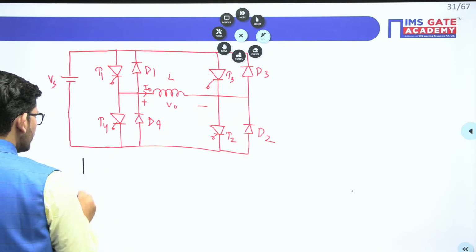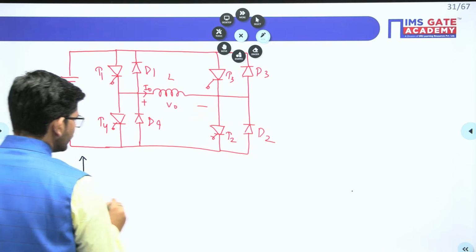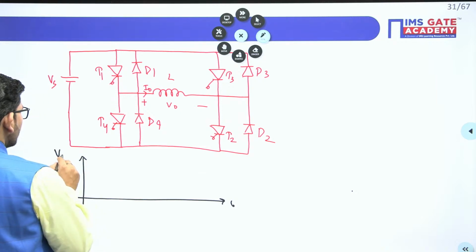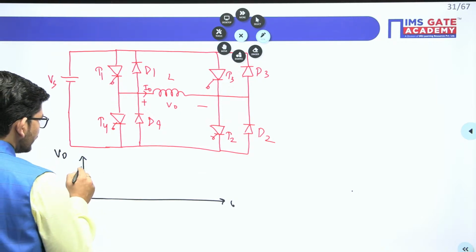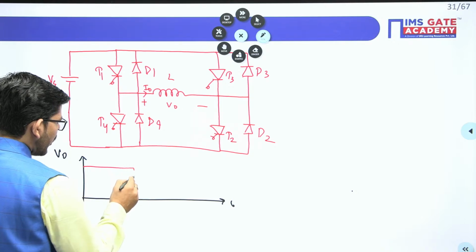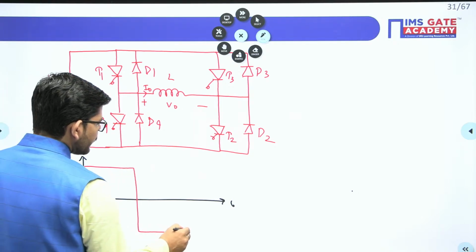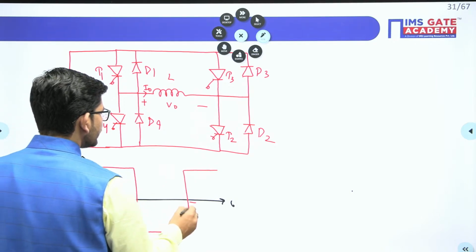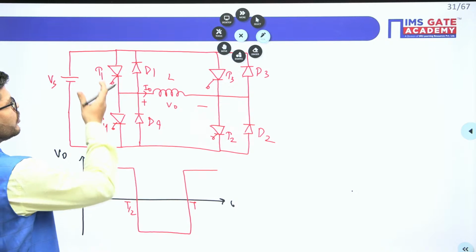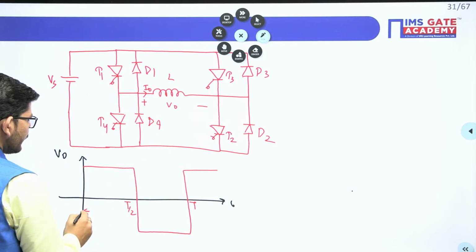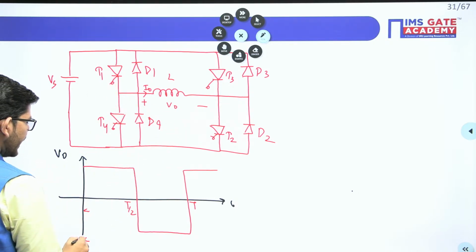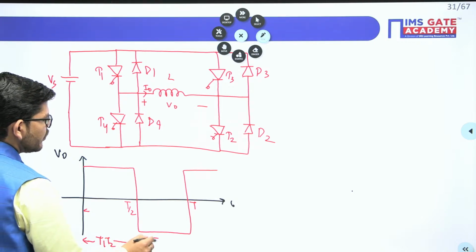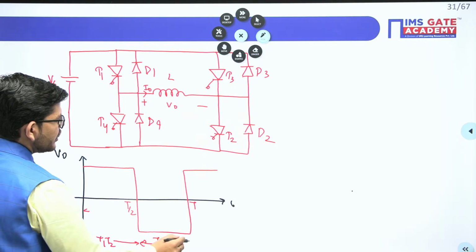So if I just draw the output voltage waveform here, it would look like this. The output voltage is operating in square wave mode. You all know about this very well. This is T by 2 and this is T. During the interval T by 2, T1 and T2 are conducting, and during this interval T3 and T4 are conducting.